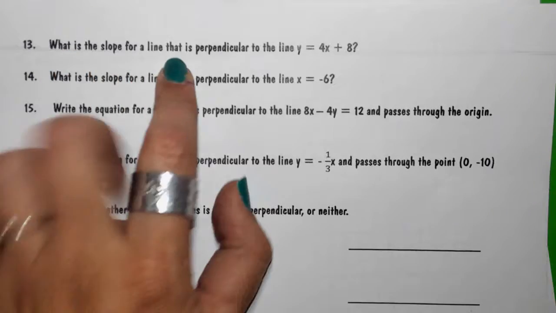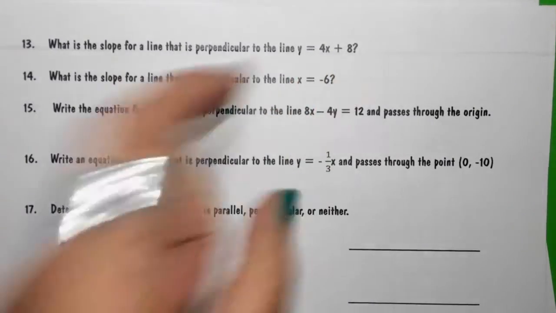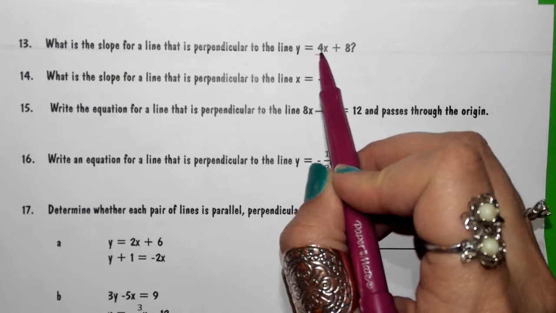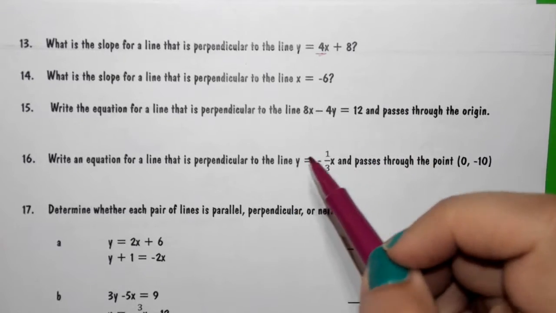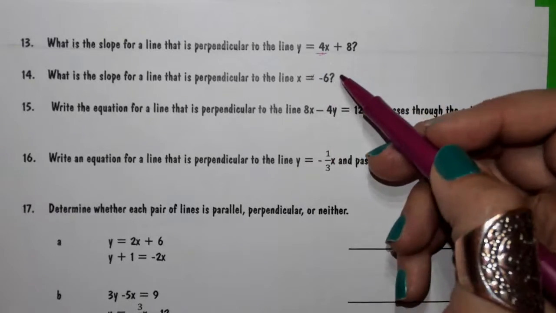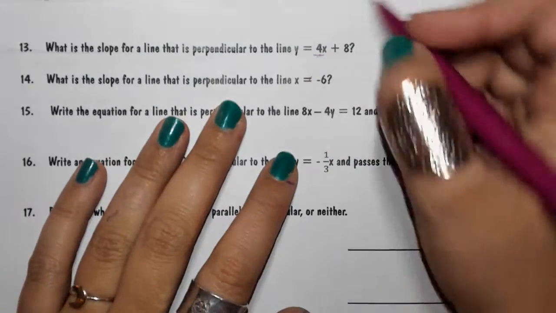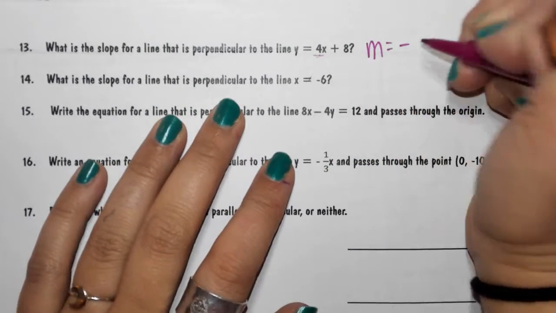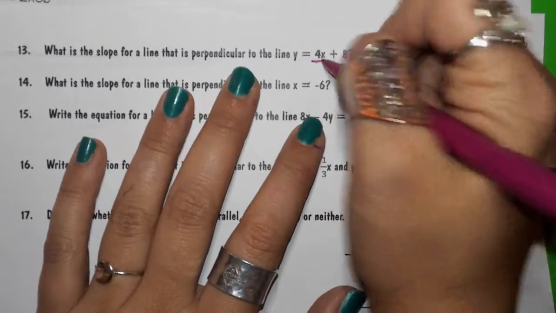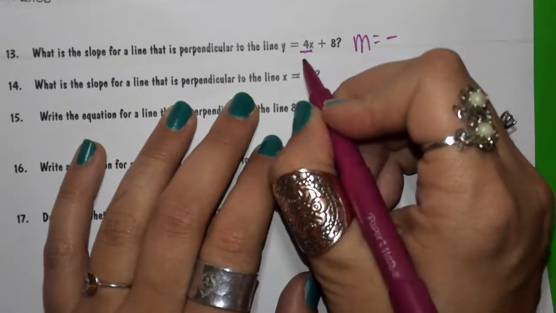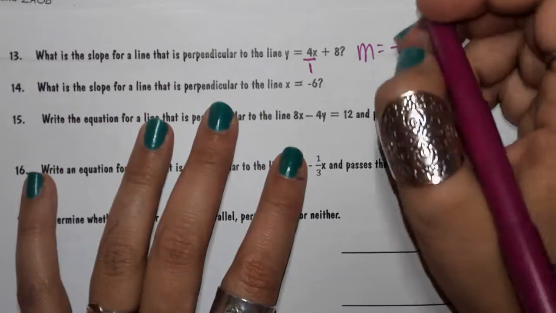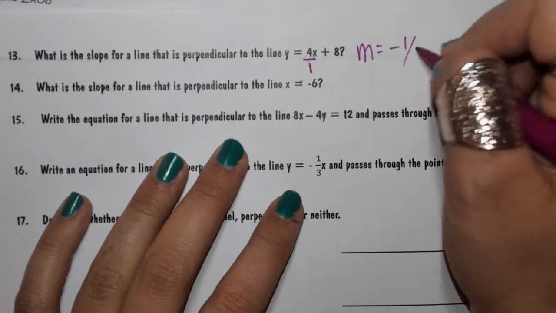What is the slope that is perpendicular to this guy? Alright, what's my slope here? 4. My slope is 4. So we need the perpendicular slope. Is that a positive slope or a negative? Negative. Now, reciprocal means we flip. So what are all whole numbers hanging out with? 1. And if I flip this over, what's it going to become? Negative 1/4.